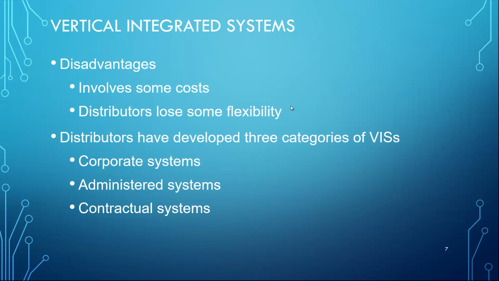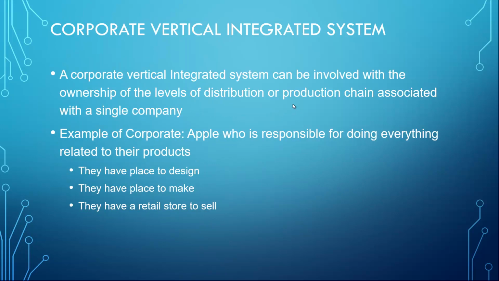Distributors have developed three categories of vertical integration systems: either corporate systems, administered systems, or contractual systems. A corporate vertically integrated system involves the ownership of the levels of the distribution or production chain by a single company. Apple is an example of a corporate integrated system, since it has a place to design, a place to make, and retail stores to sell.